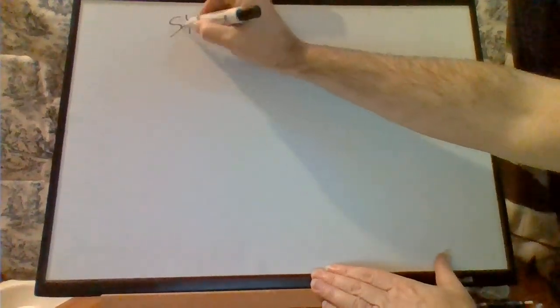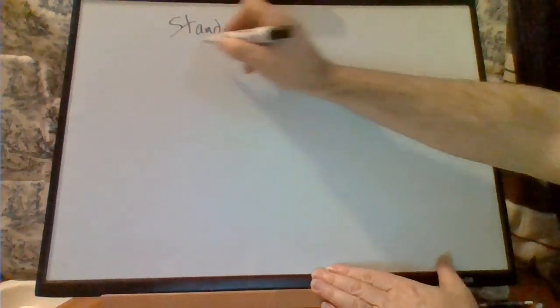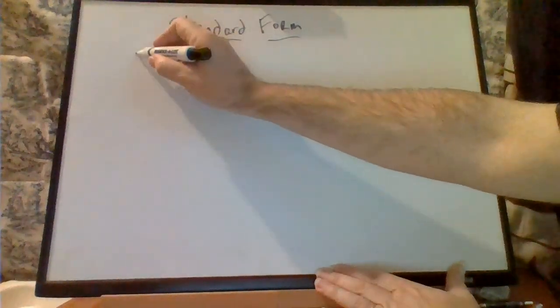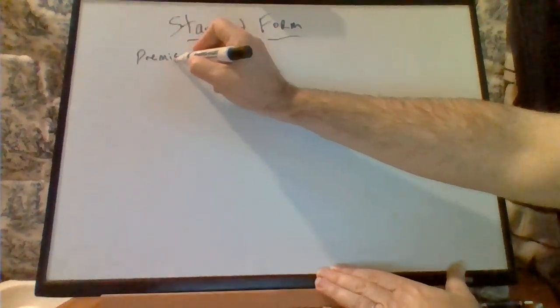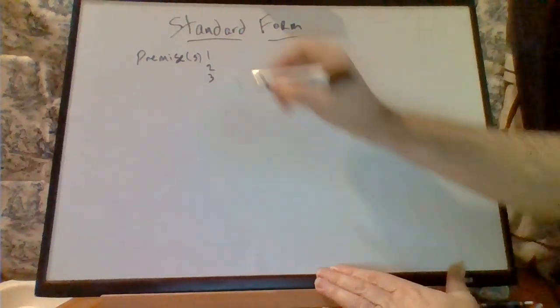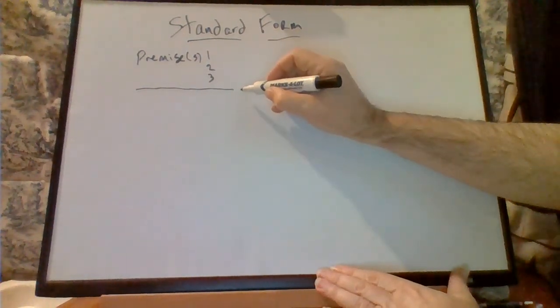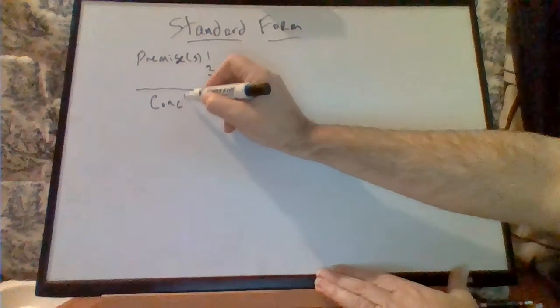Now, to evaluate, and this is something you'll see later on, but I may as well give it to you now, we have what's called standard form. Standard form is a way of writing out your argument to make it easier to visualize. Basically the idea is that you're going to have your premise or premises, however many you have, 1, 2, 3, whatever, listed along the top here. There's a line, and that line implies therefore, and then what's below the line is the conclusion.